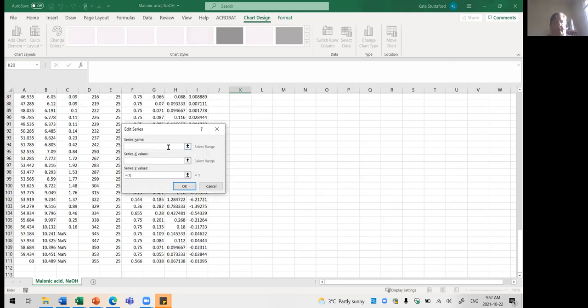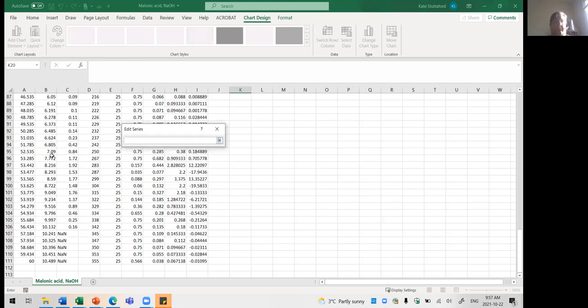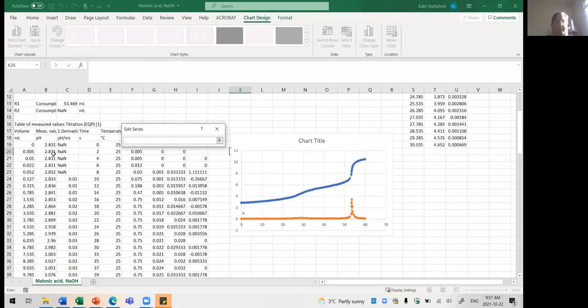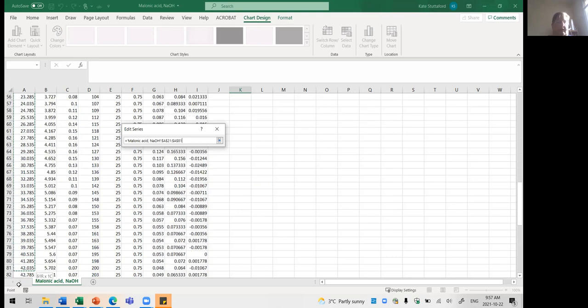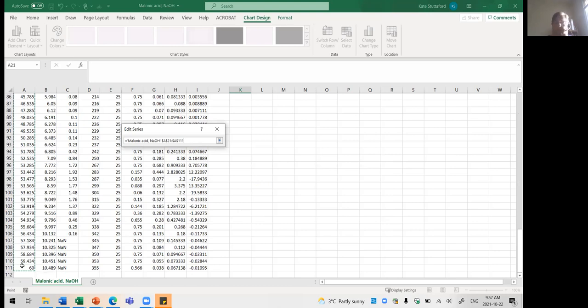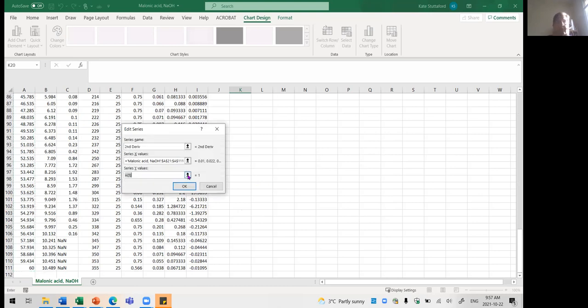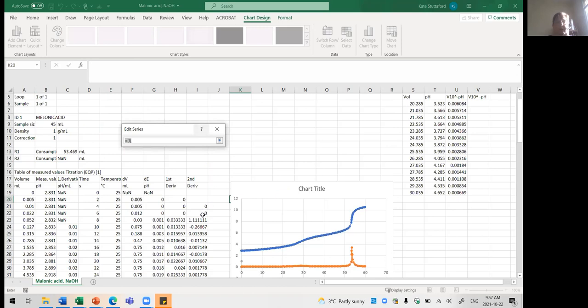And then we'll do the second derivative. So my second derivative starts here. So again, I had to move down one more line because again, I need to be able to subtract on the first derivative. And y values are the second derivative.